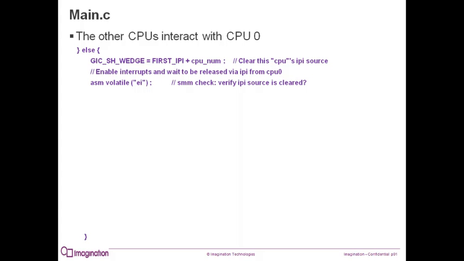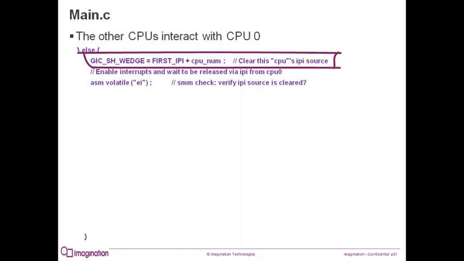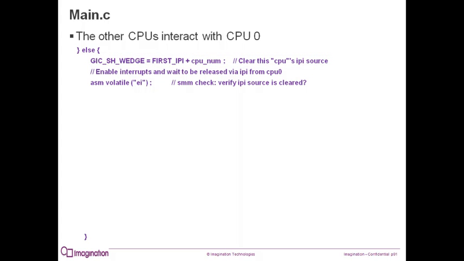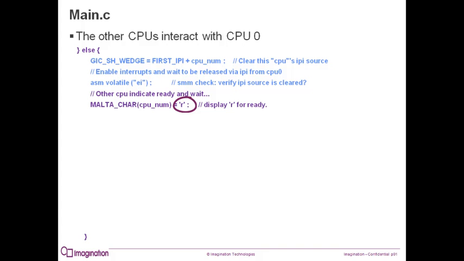All processors other than processor 0 will stop and wait for processor 0 to synchronize them. Once the interrupt is sent, the processor will continue execution. First, the code makes sure that the interrupt source bit corresponding to its processor number is cleared by writing to the write edge register. Then it enables interrupts. Next, each processor will write an R to the segment display to indicate it is ready. Then it will write to the global array to indicate to processor 0 that it is ready.